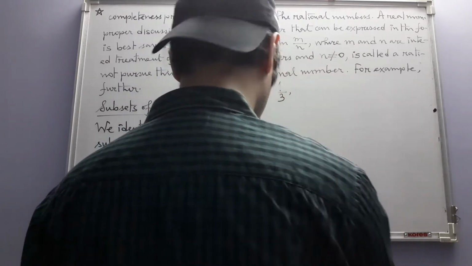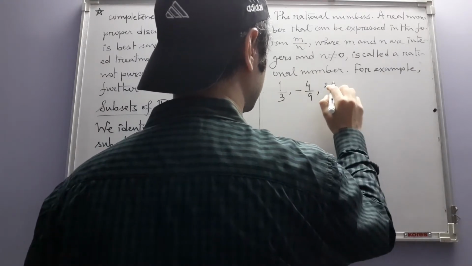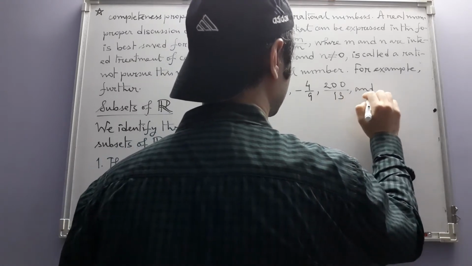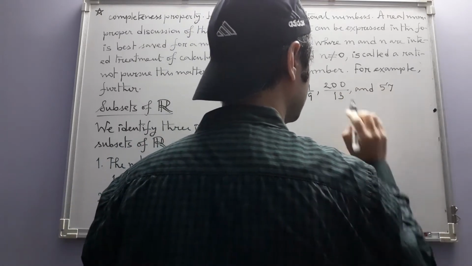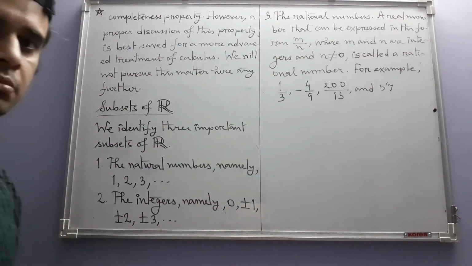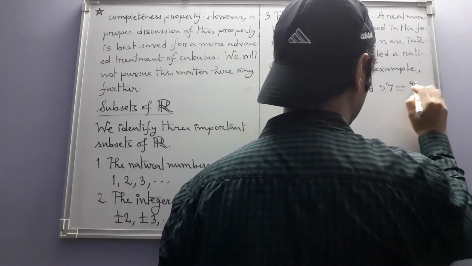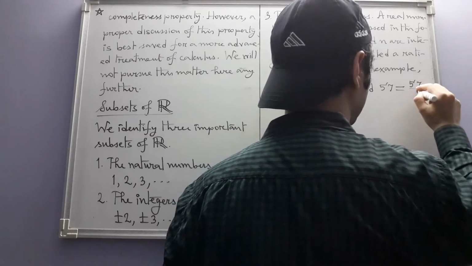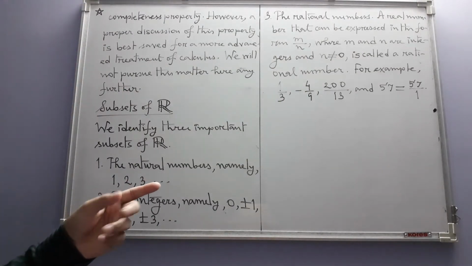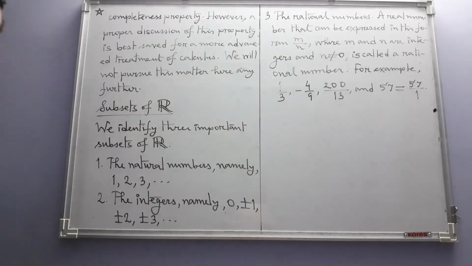1 by 3, minus 4 by 9, say 200 by 13, and 57. Note that this is an integer, but it's also at the same time a rational number, because we can express 57 in that form as a quotient of two integers. One of them is 57 and the other is 1, where the denominator of course is non-zero. So all these are examples of rational numbers.